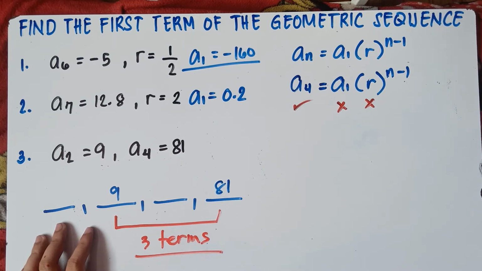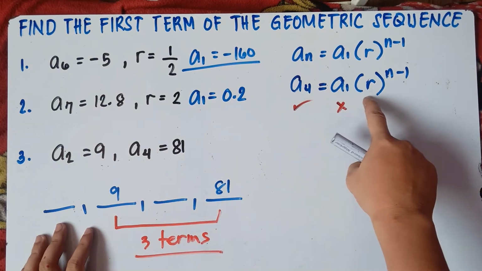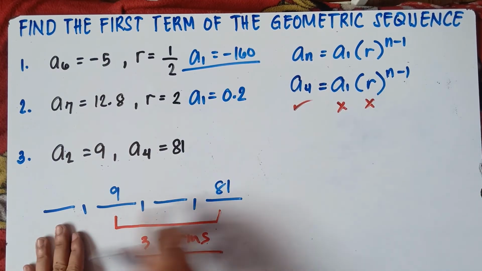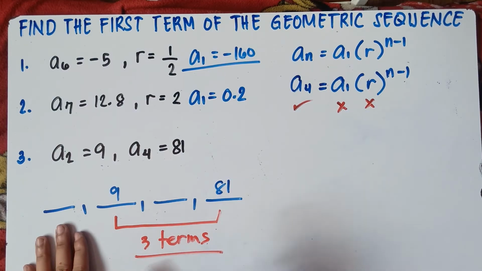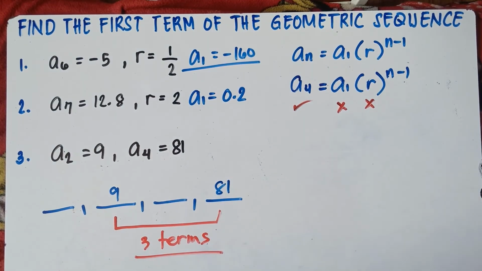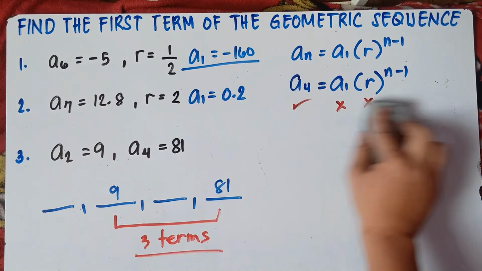Why is that, sir? Why do we need to do that? Just to get the common ratio, class. When you get the common ratio, you can find all of the terms, class. So that's the thing there. Just find the common ratio. Alright, so how to find the common ratio?